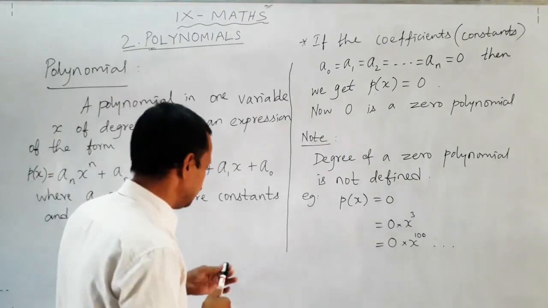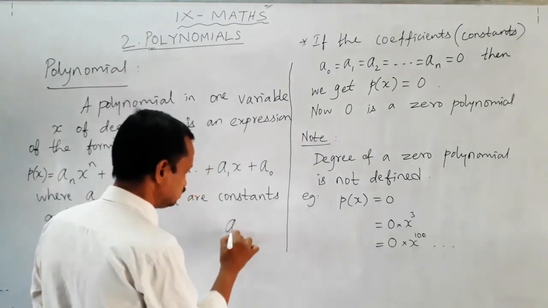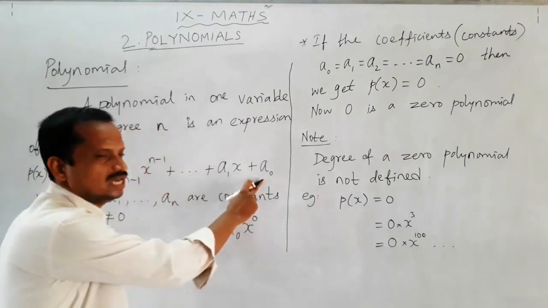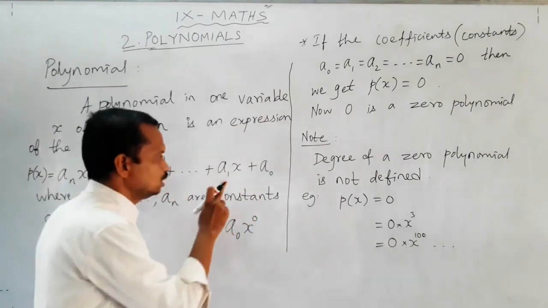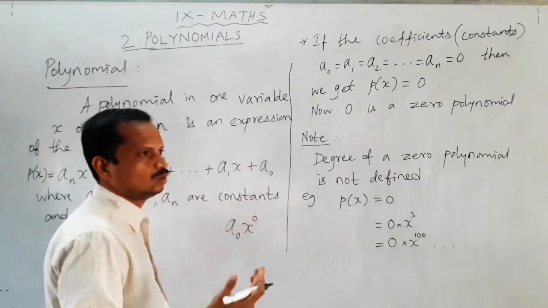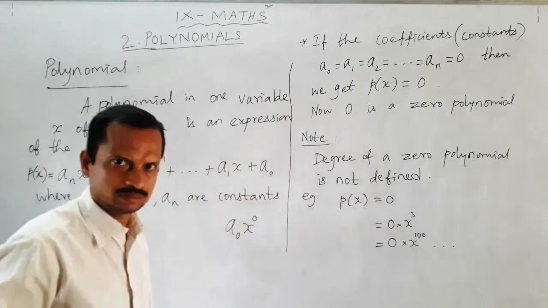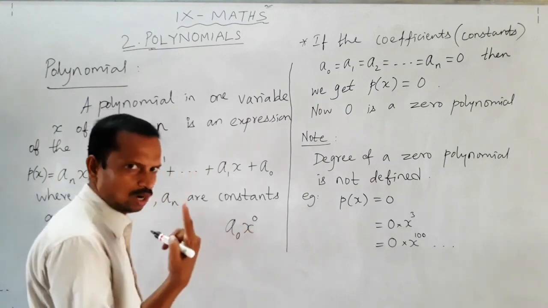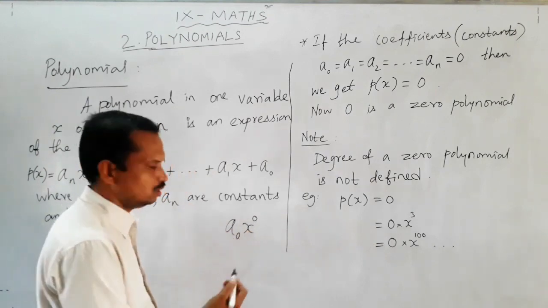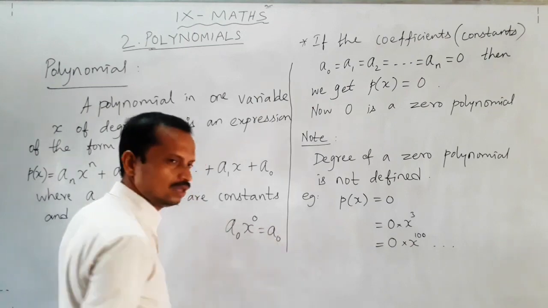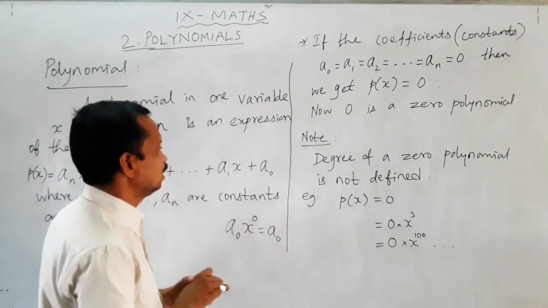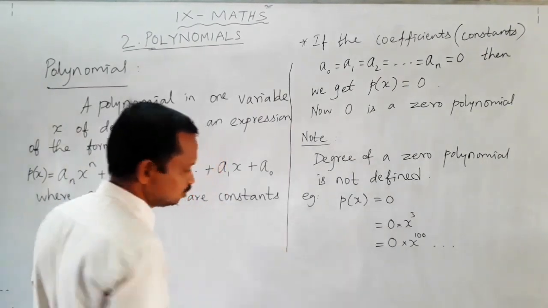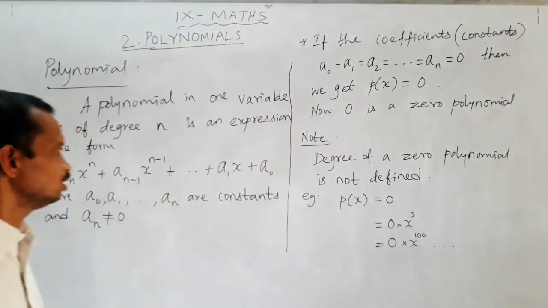So a naught means we can understand like this: a naught x power 0. You should not read this as a0. That is different. So this is 0 only, but here to avoid confusion we have to read as a naught. So a naught x power 0, and x power 0 is 1, that we know. So again a naught only it will come. Clear? So only we are writing here a naught alone. Okay, this is the proper way. So you have to understand the hidden meanings and all.